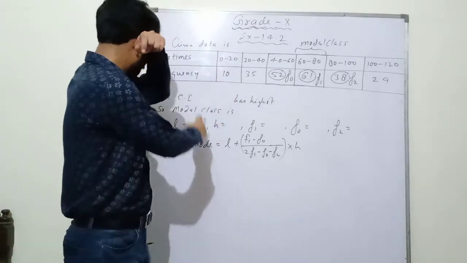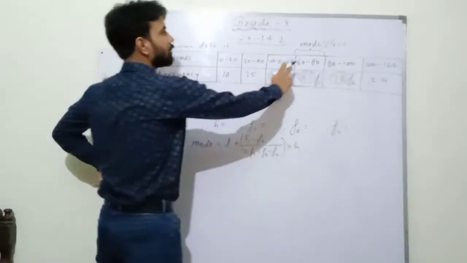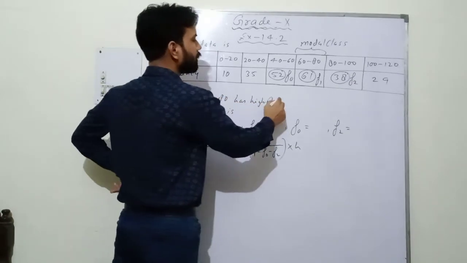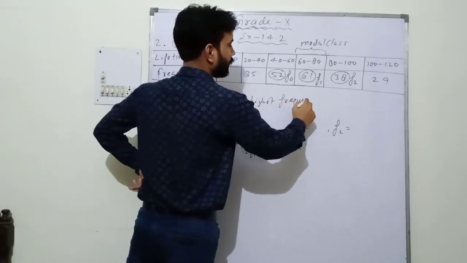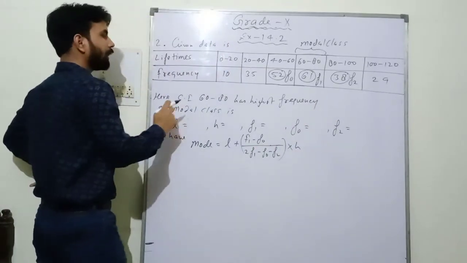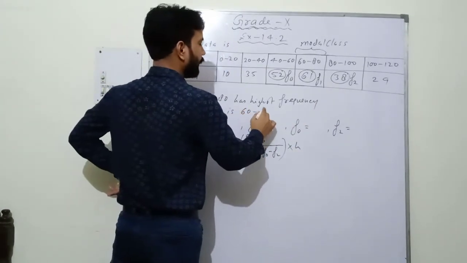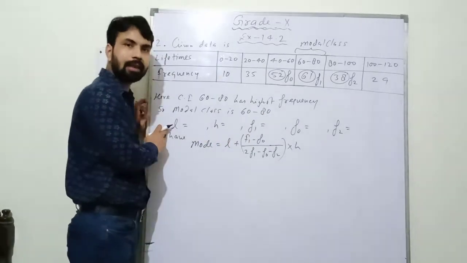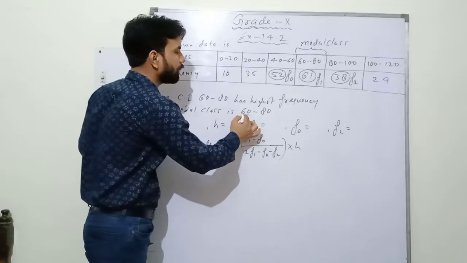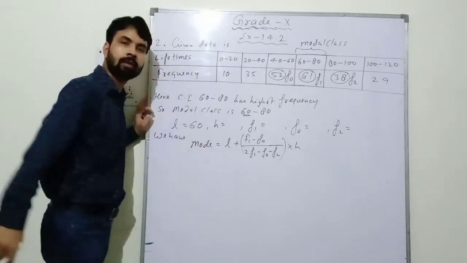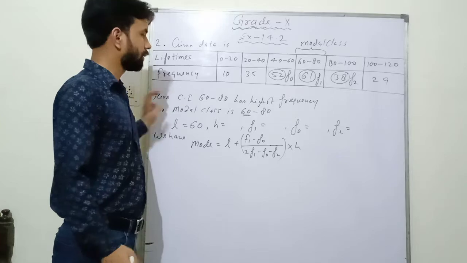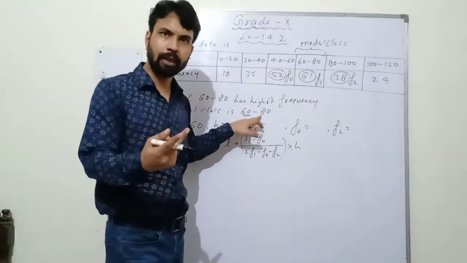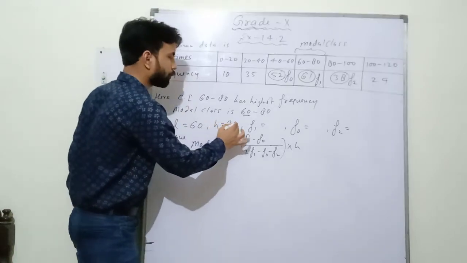Clear? So we will have to write here class interval 60 to 80, which has the highest frequency. So modal class is 60 to 80. If modal class is 60 to 80, its lower limit is denoted by L. So what is the lower limit of this data? That is 60. H is the class size, the gap of this interval 60 to 80. What is the gap in between? That is 20. So H is 20.